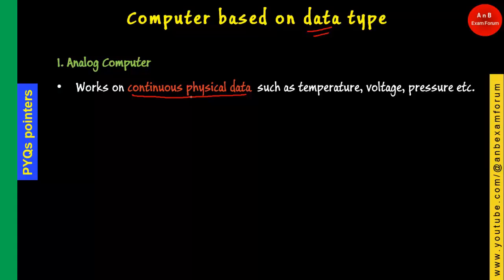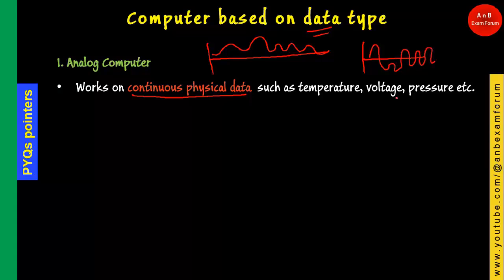How can you see that? As a temperature, as a voltage, as a pressure. Okay, so if the physical quantity is temperature, this data is varying continuously, so in that way it is a continuous physical data. And if you see the voltage, it can be high, it can be low, it can vary from time to time, so again it is a continuous physical data.